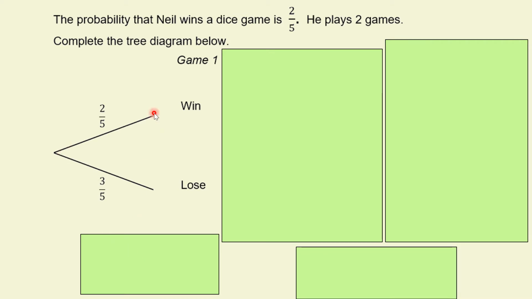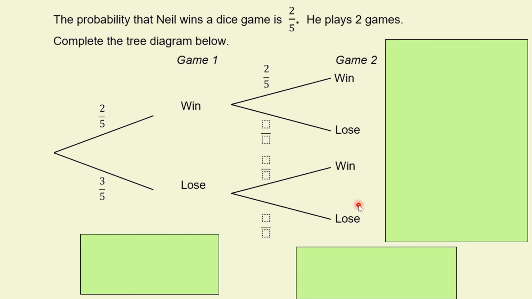Now we have to think about game 2, and in game 2, he either won the first game and ended up here, or he lost the first game and ended up here. So we have to draw out some new branches going from there. So if he got to win, what could happen next? Well, he could win or lose. If he got to lose, what could happen next? Well, he could win or lose the second game. So we get something that looks like that.